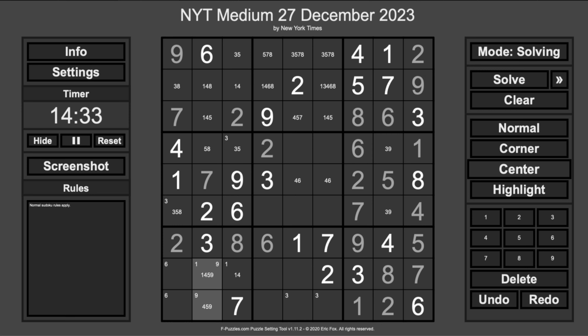I've got 1, 2, 4, 6 in row 4. I need 3, 5, 7, 8, 9. Well, neither of these are 3. 5, 7, 8, 9, of which that's not 7.